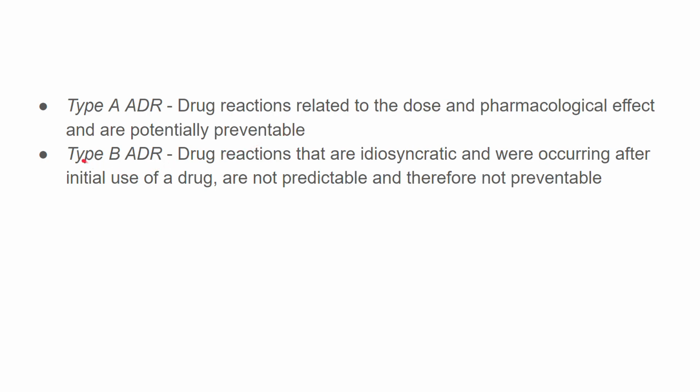Another type would be type B. Type B is classically described as idiosyncratic. Idiosyncratic reactions are not dose-dependent. So even if you give only a small amount, there will already be a reaction. Idiosyncratic reactions are unpredictable. That means you will not know if it will happen. And because it is unpredictable, it is not preventable.